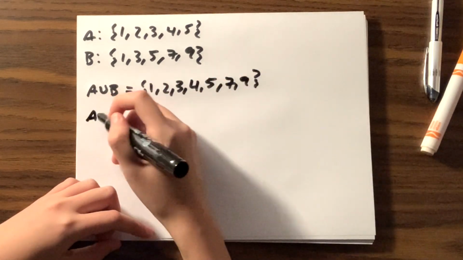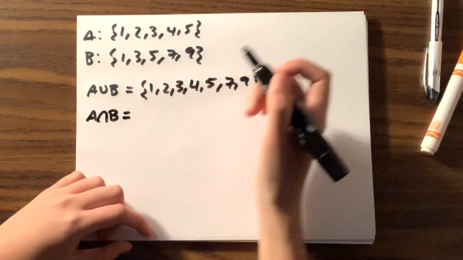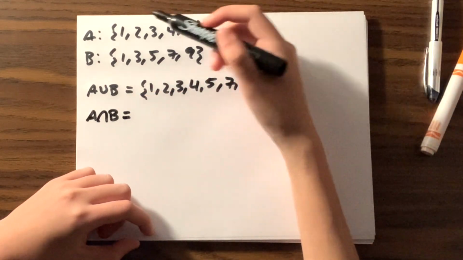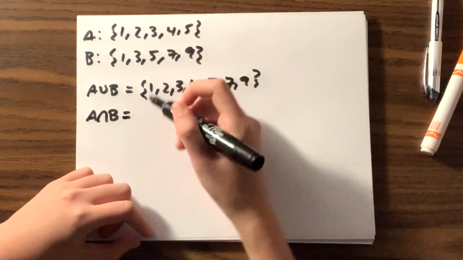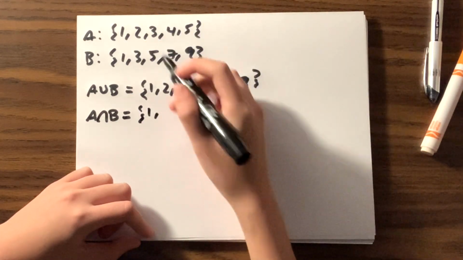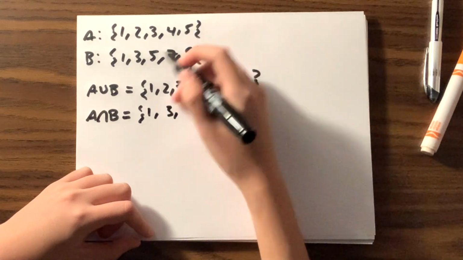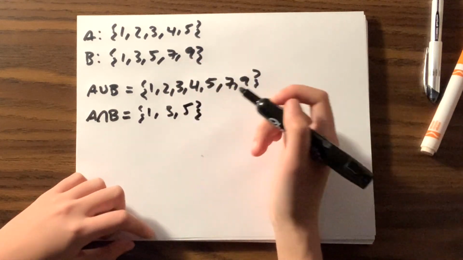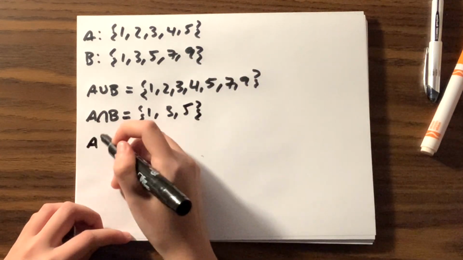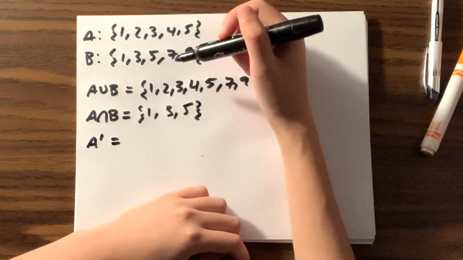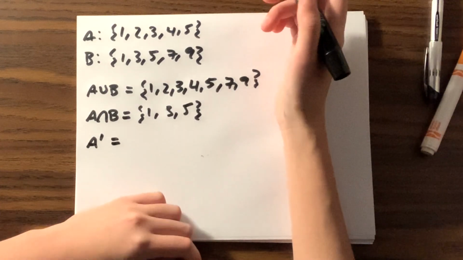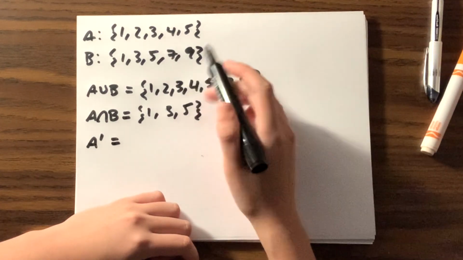If we want to do A intersection B, this is going to include only the values in A and set B that are overlapping. So in this case, we'll have 1, 3, and 5. If we want to find the complement of A or A not, this will be everything that is not in the set A that is contained in the set B. In this case, it'll be the values 7 and 9.